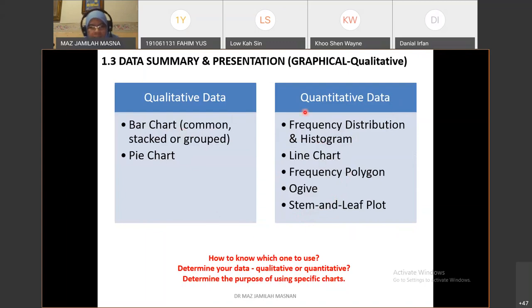So qualitative data, quantitative data, which chart to use, how to know which one to use? Determine your data, is it qualitative or quantitative? So determine from your data, is it this part or is it this part? And if it is from this part, what is the purpose of using a specific chart? Okay, why do I use bar chart, why not pie chart? So there will be reasons why you choose different charts for your data representation. The same goes for quantitative data.